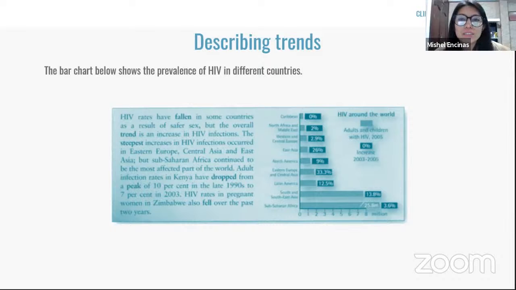Okay, so as you can see, in a presentation, for example, you can put a graphic, right? And you can describe the trends. We have here the trends. 0, 2, 2.9, 26, 9 again, right? This is a trend, okay? 13.8%. And you have to describe, you will give some information because I don't know why it increases like this and then goes down, right?